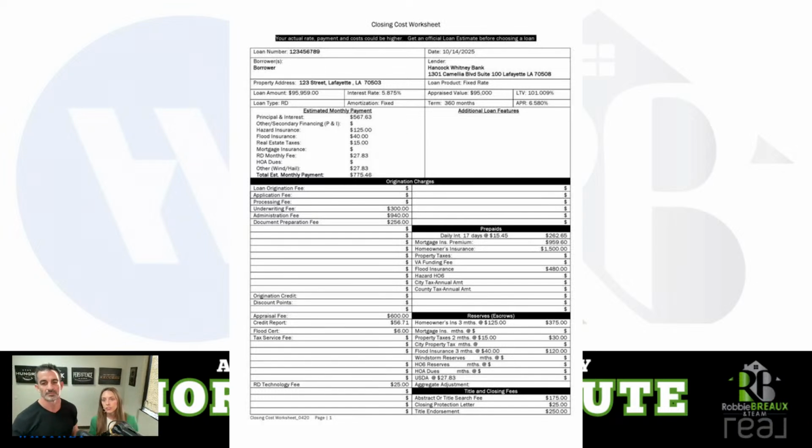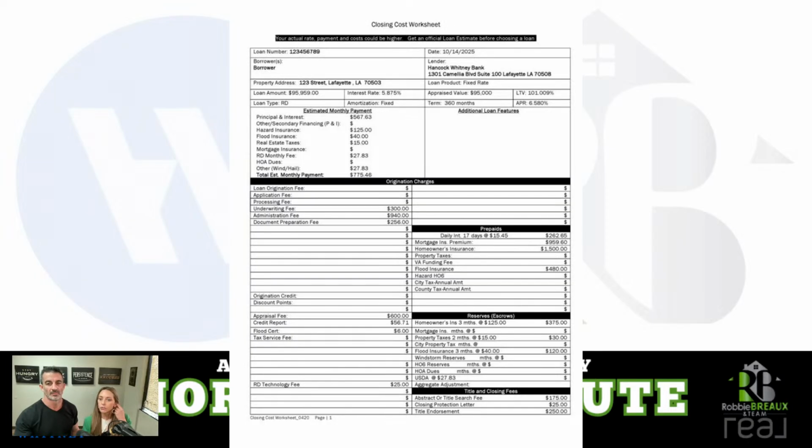If you look over to the right where you see prepaid, so days of interest. This is determined by the day of the month you close. So if you close at the beginning of the month, you have more days of prepaid interest to pay. If you close at the end of the month, you have fewer days to pay. The reason you pay interest in advance is because you pay the mortgage in arrears.